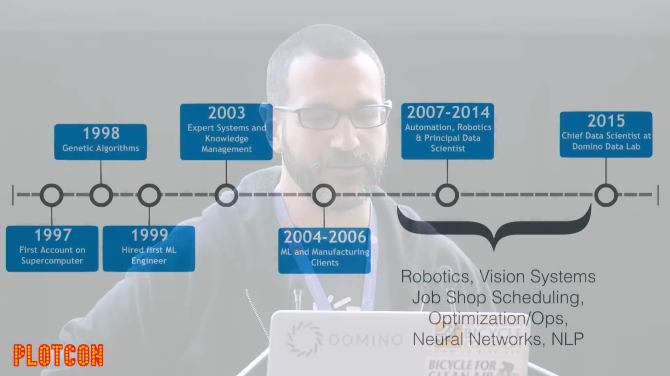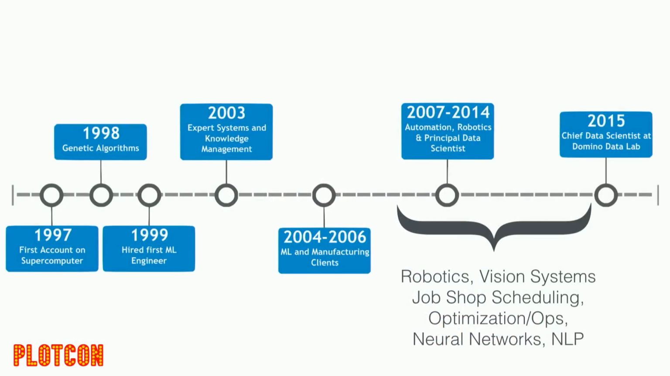Just a little bit about background. I've been doing computer stuff for a really long time. In the mid-90s, I started working on supercomputing. I hired my first ML engineer in 1999. I've been working in automation and robotics and data science really my whole life, it feels like. And in 2015, I joined full-time as the chief data scientist at Domino Data Lab.